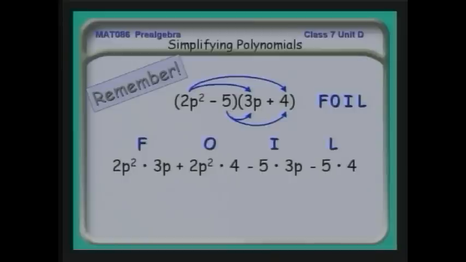Then, of course, we need to clean these up quite a bit, and there's the first, 2p squared times 3p. 2 times 3 is 6. P squared times p is p cubed. And then there's the second. 2 times 4 is 8p squared. The I term, minus 5 times 3p is minus 15p. And finally, the last product, minus 5 times 4 is minus 20.